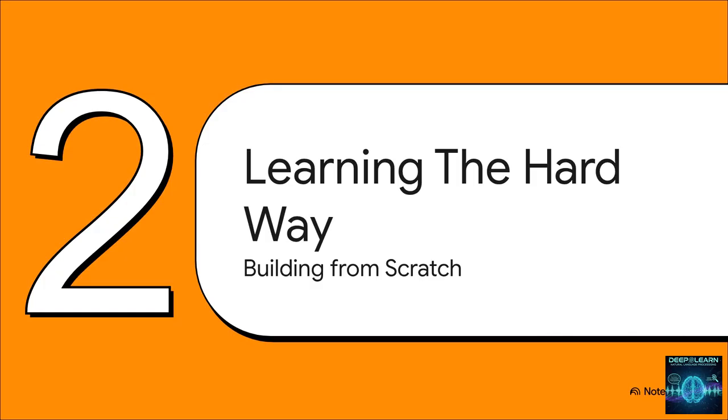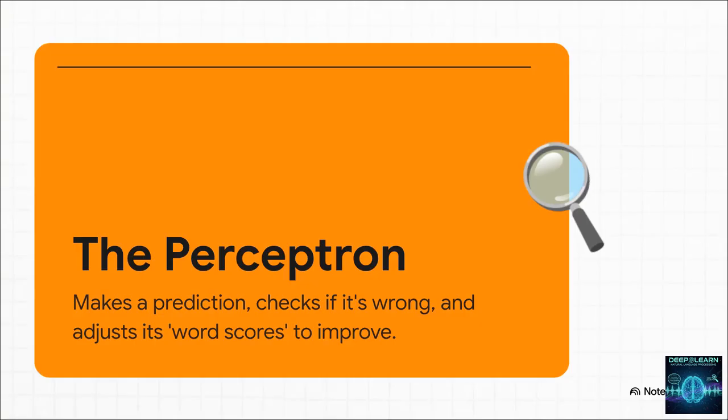And to really understand what's happening under the hood, we're not going to use any fancy libraries just yet. We're going to build our classifier from scratch, the hard way, using one of the simplest algorithms out there. Let me introduce you to the perceptron. Think of it as a really basic decision maker. It starts by giving every single word in our vocabulary a score. Words like great or amazing will hopefully get a positive score, and words like terrible or awful will get a negative one. To classify a review, it just adds up the scores of all the words in it. If the total is positive, it predicts a positive review. If not, it predicts a negative one.